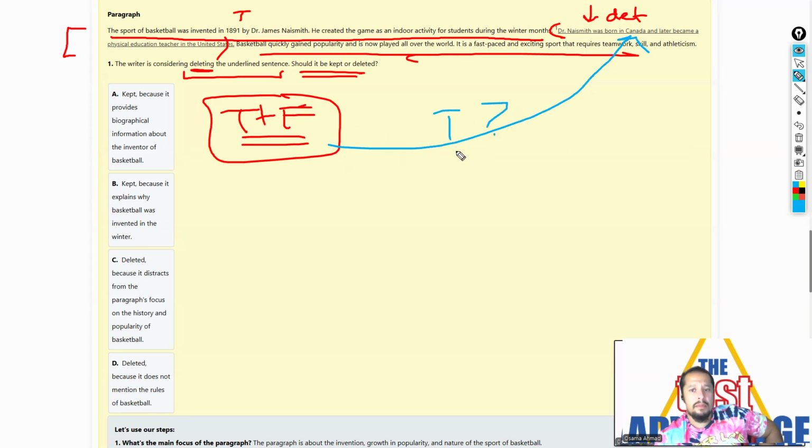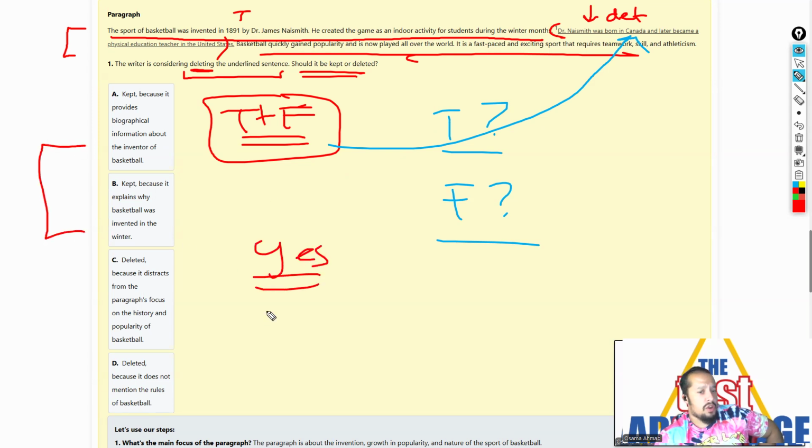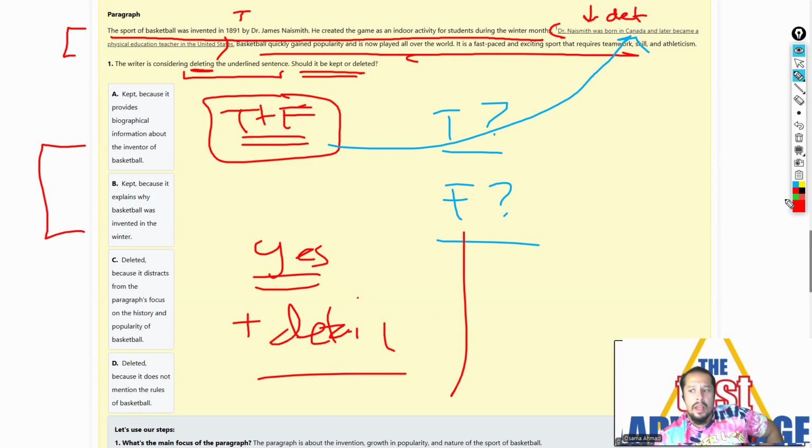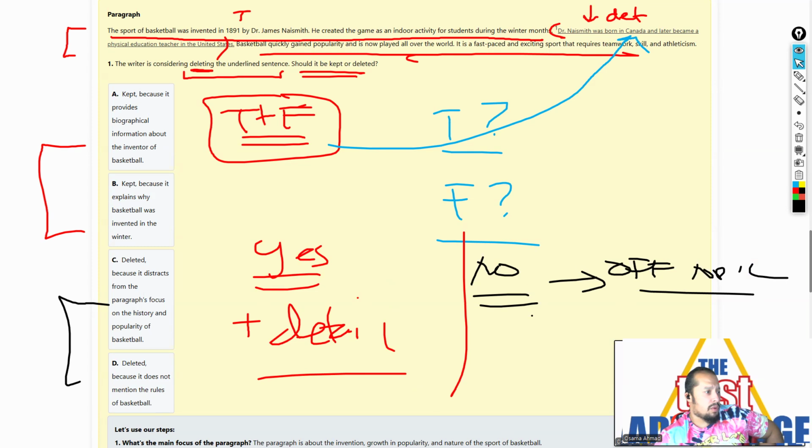Does it have the same topic? Does it have the same focus? Okay. If yes, I choose the answer that says adds detail. If no, I choose the answer that says, it means, it's off topic. Okay, I want you to try this.